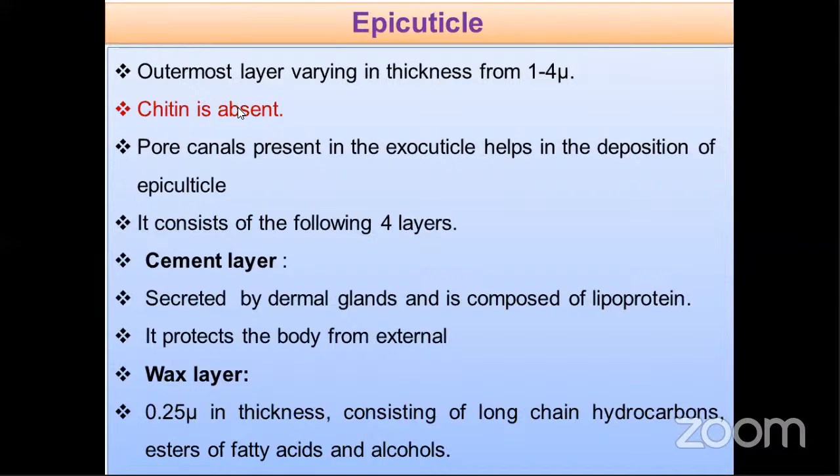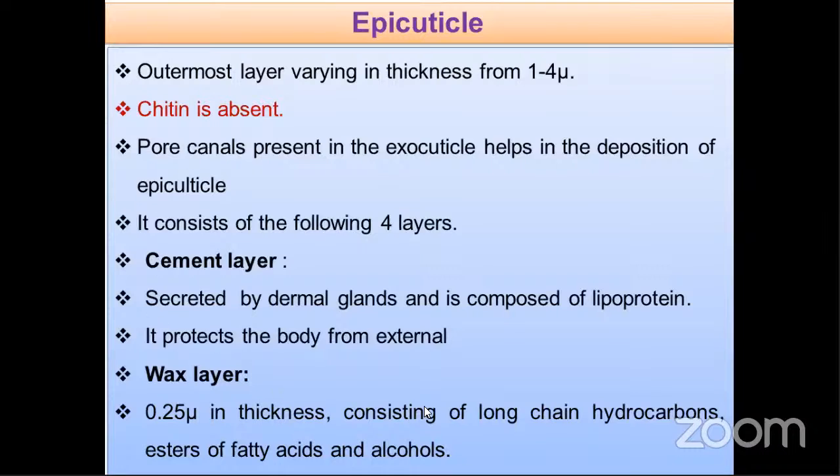The epicuticle consists of 4 layers: cement layer, wax layer, polyphenol layer, and cuticle layer. For the cement layer, we already discussed these points. It is secreted by the dermal glands and is composed of glycoprotein. The function of the cement layer is to protect the body from external damage.